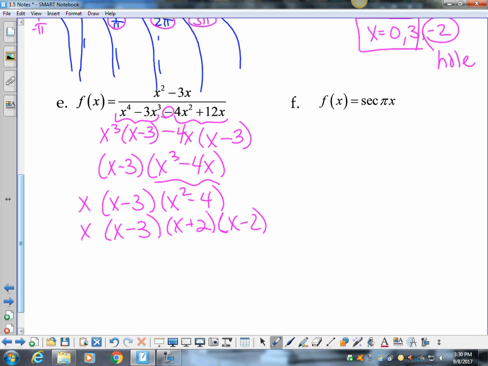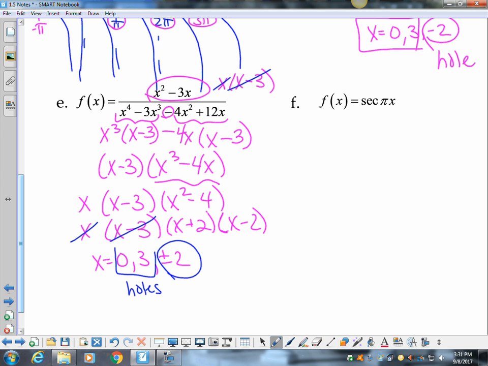Okay, so I potentially have issues at 0, 3, and plus or minus 2. So they could all be asymptotes, but I need to check the top. And I can factor that. So that cancels with these two. So these two are holes. So those are the only 2 actual asymptotes. Secant.